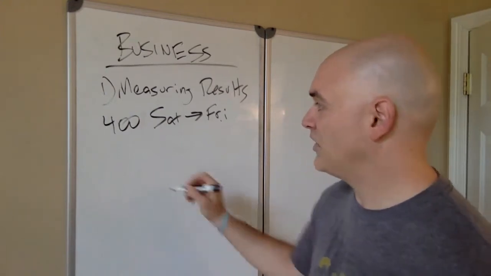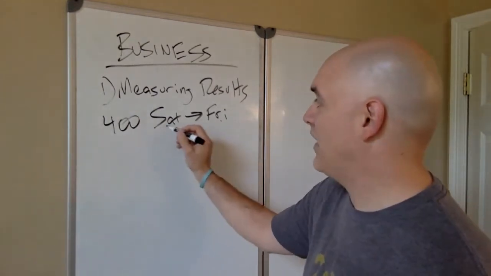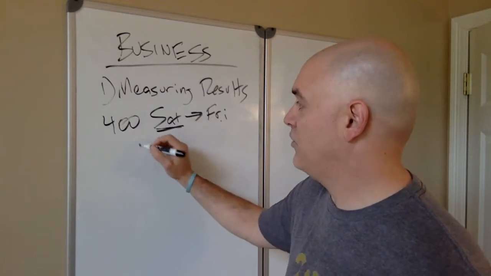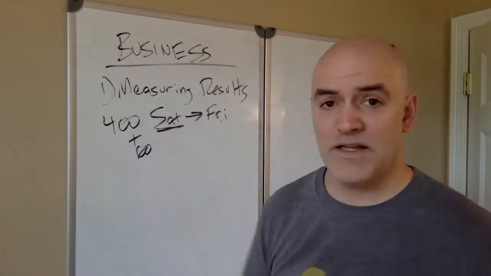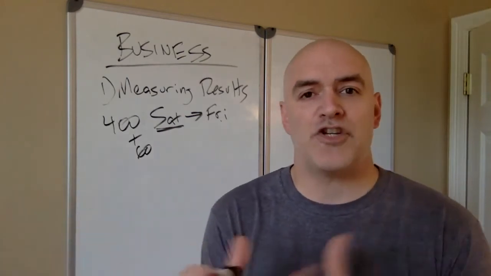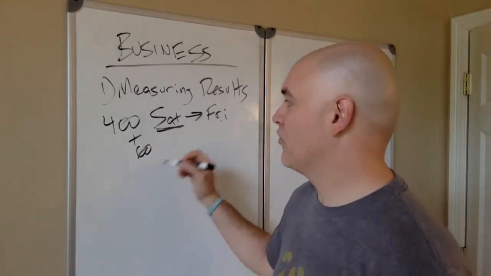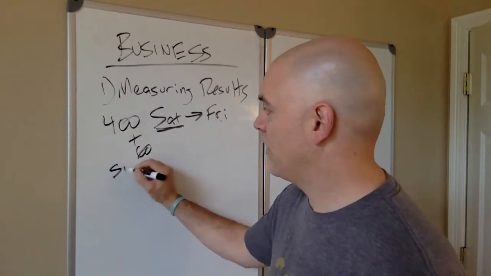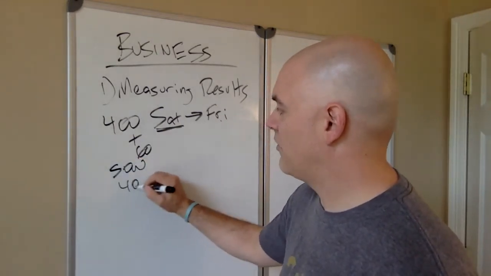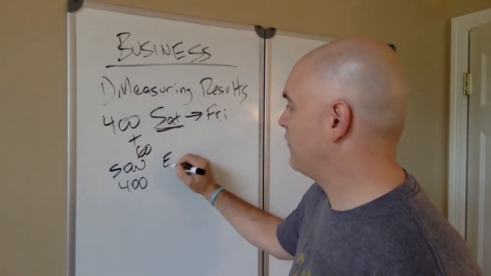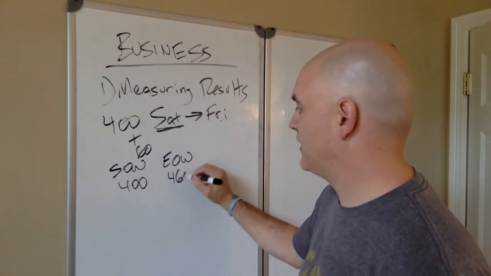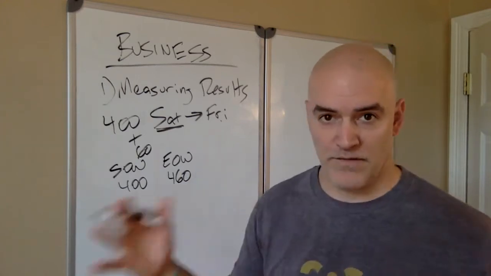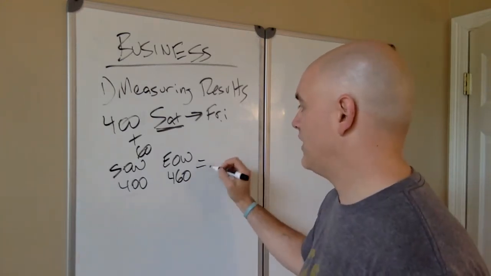And then in one specific week, 400 people as of Saturday, you grew by, let's say, 60 people. It really doesn't matter because the math never changes. Start of week, you're at 400, and then at the end of week, you're at 460. Everybody following along right here? And then what does that equal?